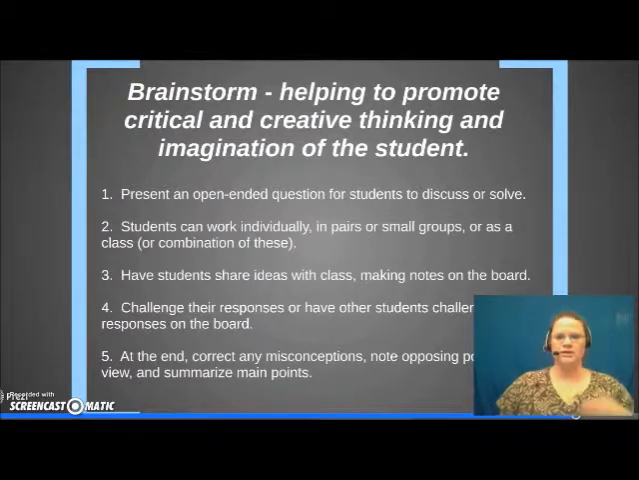Then they will get up and give their responses, and it would be the other students' responsibility to challenge what one group would be saying. And so then they could challenge or find opposing points of view and summarize the main points. This includes nearly all of the different sections of Bloom's taxonomy: remembering, understanding, analysis, and evaluate.